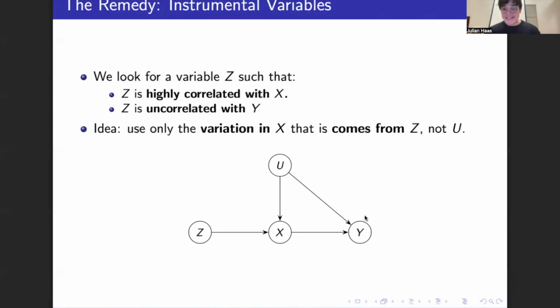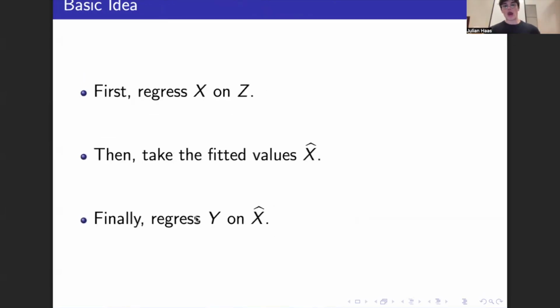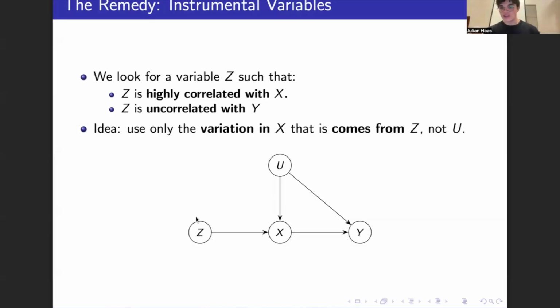And the basic idea is really that we're only going to use the variation in X that comes from Z. So, very simply put, maybe we get rid of all the bad stuff of X, all this endogeneity, and instead we make sure that what we're seeing in X is really only coming from some exogenous source. And so, how are we going to do this? It's really simple.